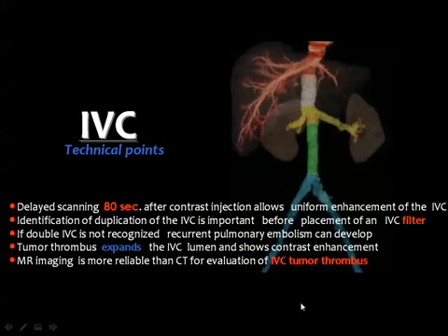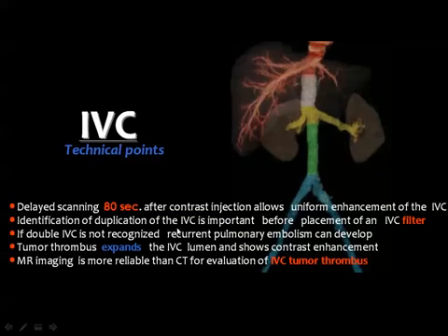The second topic in the lecture. There are many ways to image it, including ultrasound, CT, MRI, and venography.